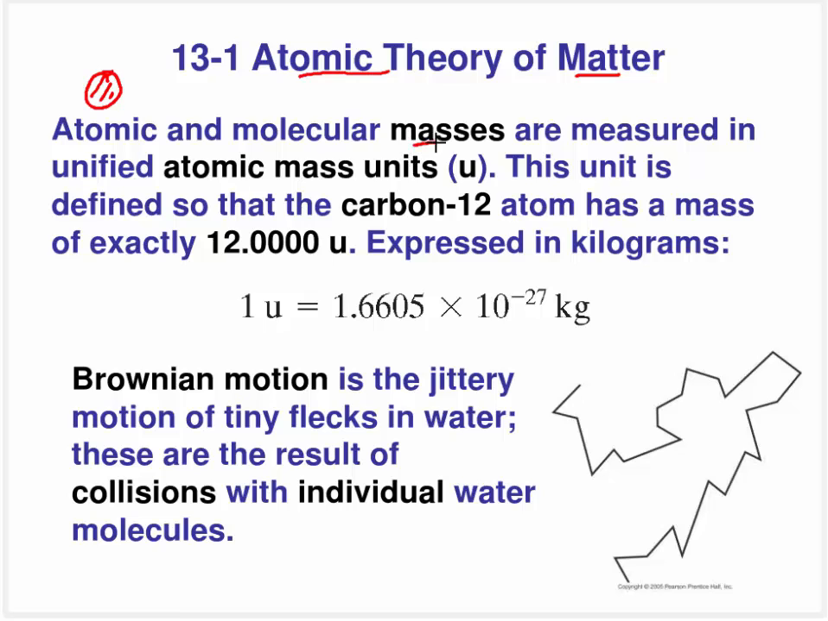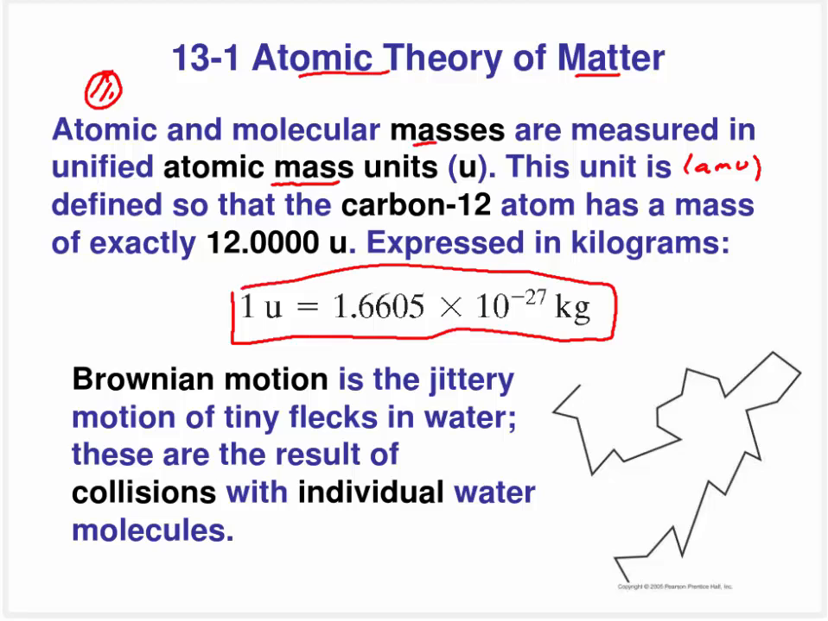If we wanted to look at the mass of an atom, then we're going to talk about it in terms of atomic mass units, or sometimes you're going to see this written as AMU. And essentially, one atomic mass unit is 1.6 times 10 to the minus 27 kilograms.